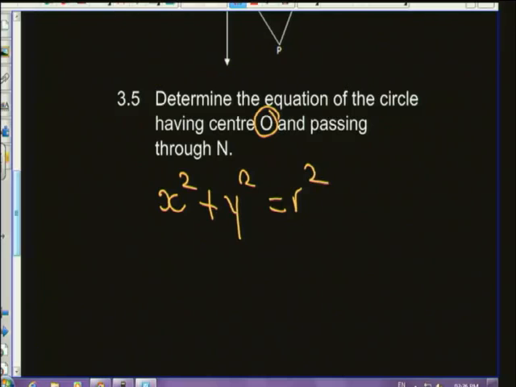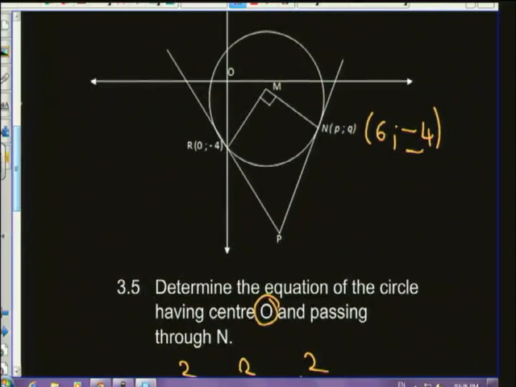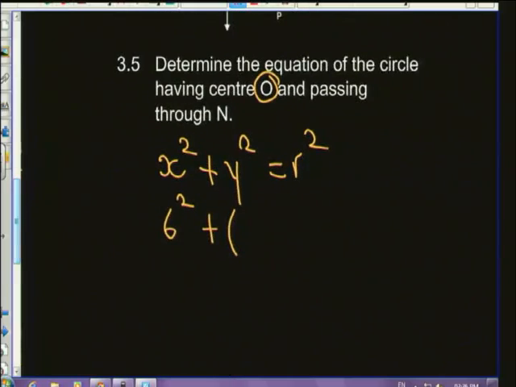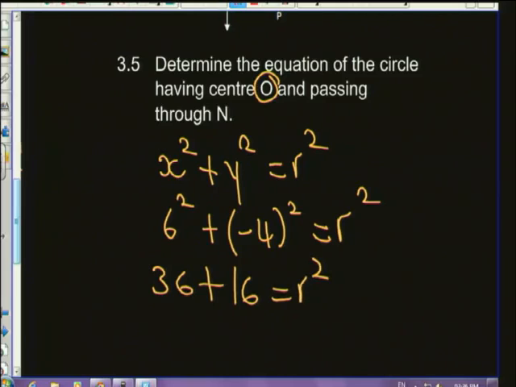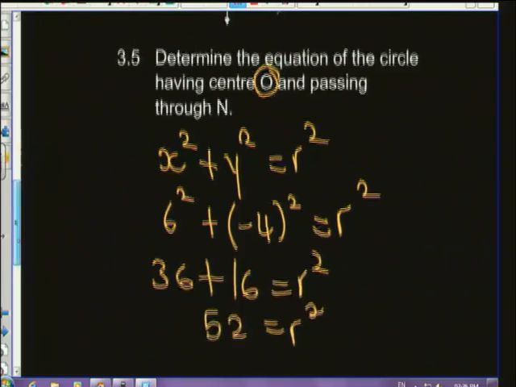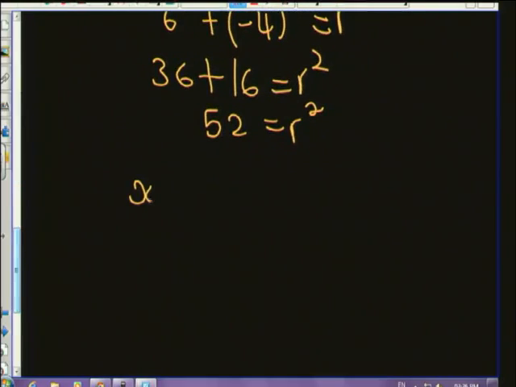Okay, and if you substitute values, the x is going to be 6, so it's 6 squared plus my y, negative 4 squared, because that's the value of q. Simplifying that, that's 36 plus 16 is equal to r squared. If you add those two, it will give you 52 is equal to r squared. So therefore, the equation of the circle will be x squared plus y squared is equal to 52.